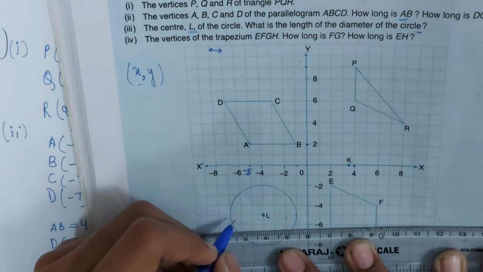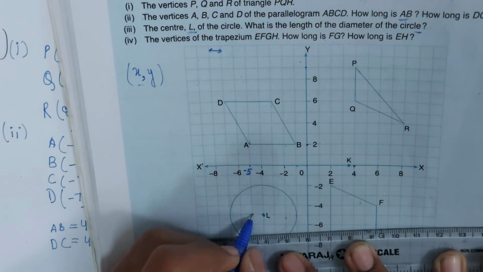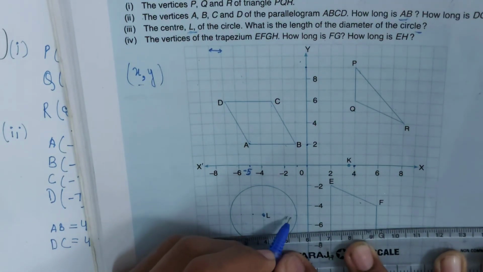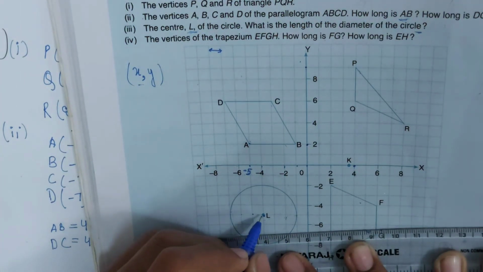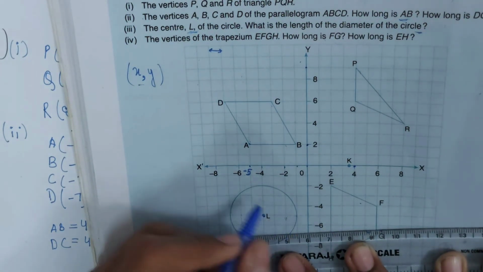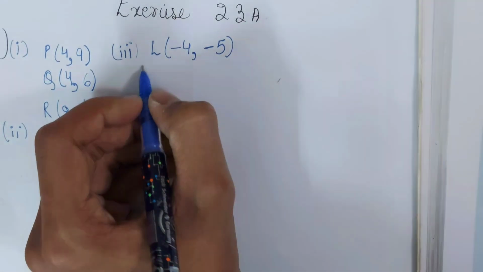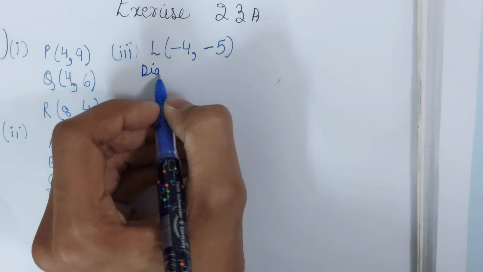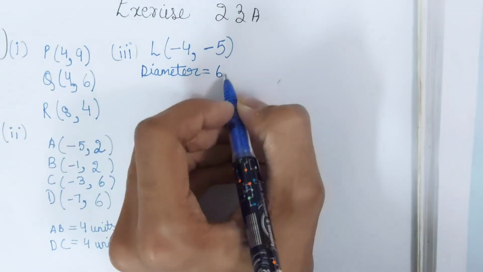How many units is it? Let's see how many units it is coming out to be. 1, 2, 3, 4, 5 and 6, as you can count and tell, right? So what we will have here, 1, 2, 3, 4, 5, 6. That means the diameter of this circle is 6 units, right? The diameter is how many units? 6 units, right?